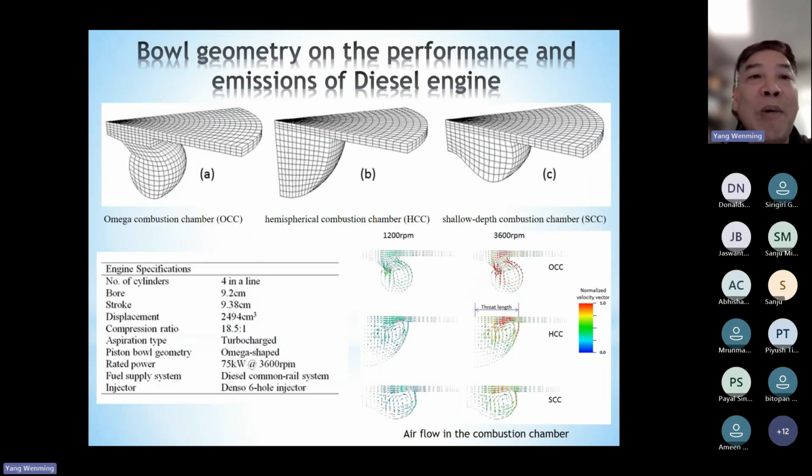Okay, the first one I want to share with you is the bowl geometry's effect on the performance and emissions of these engines. Here we show you three different designs. The first one is the Omega combustion chamber. The second one is a hemispherical combustion chamber, or HCC. The last one is a shallow depth combustion chamber, or SCC.